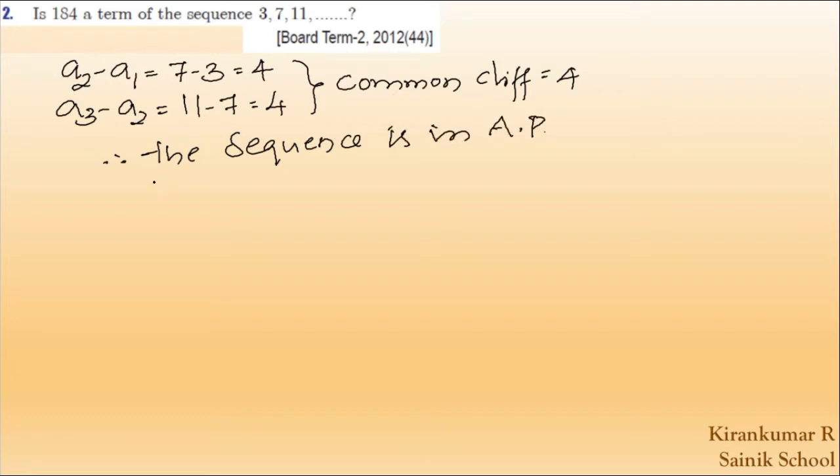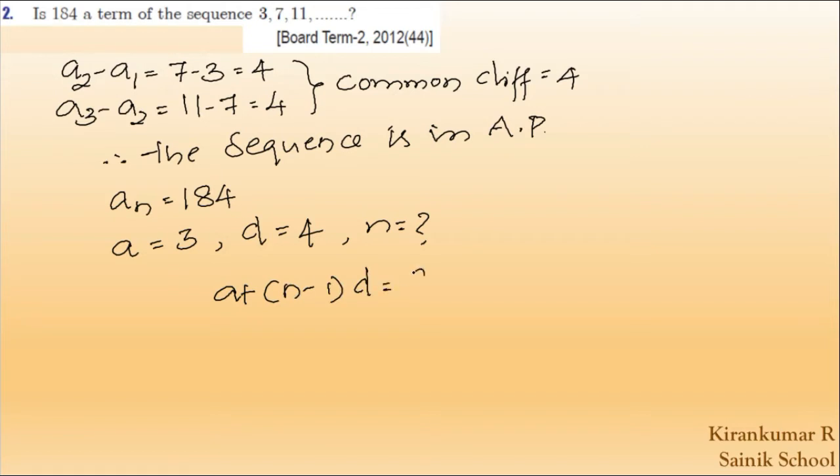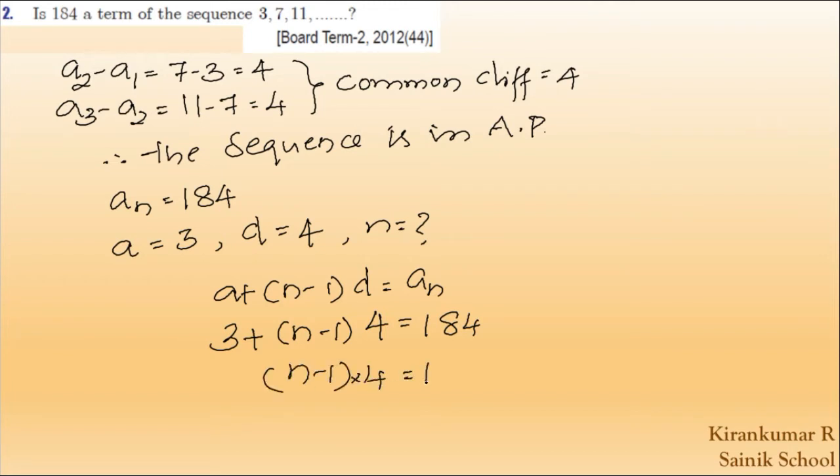When the sequence is an arithmetic progression, we will consider the nth term to be the given 184, and the first term is 3. The common difference we have found as 4. We need to find n. For that, a plus n minus 1 into d, I'll take it as an, then substitute: 3 plus n minus 1 into the common difference 4, which is equal to 184. So we get n minus 1 times 4 equal to 181. So n minus 1 will be 181 divided by 4, and this value is 45.25.